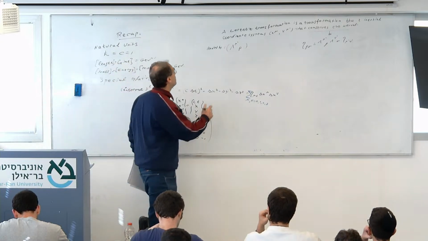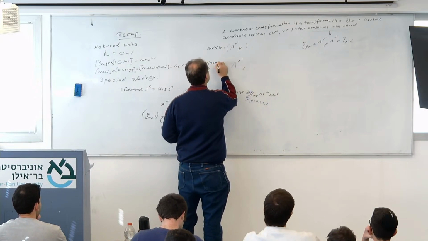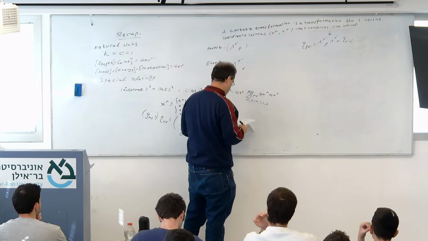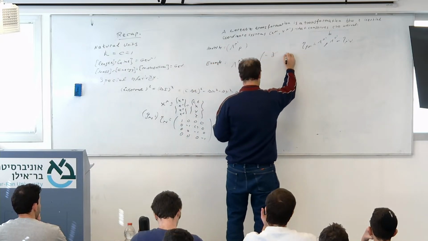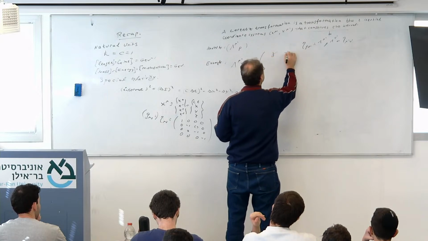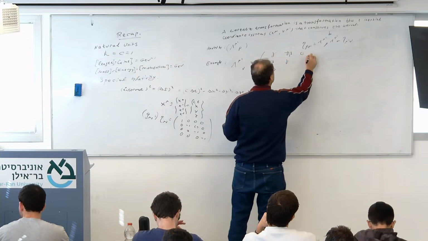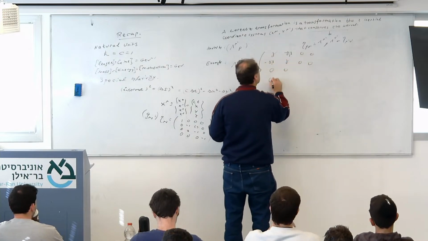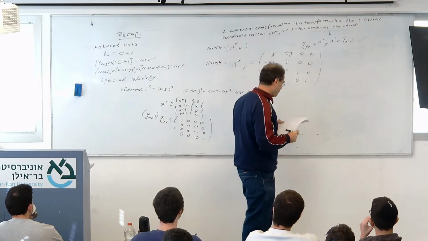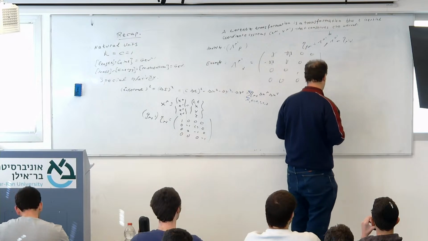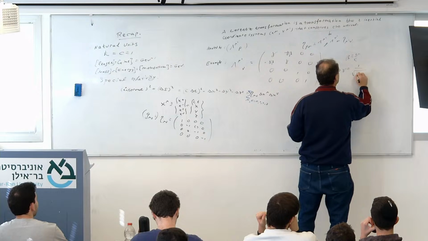So for example, lambda mu prime nu. Example. A boost can be written as: gamma, minus gamma beta, 0, 0; minus gamma beta, gamma, 0, 0; 0, 0, 1, 0; 0, 0, 0, 1. Where beta is v over c and gamma is 1 over the square root of 1 minus beta squared.